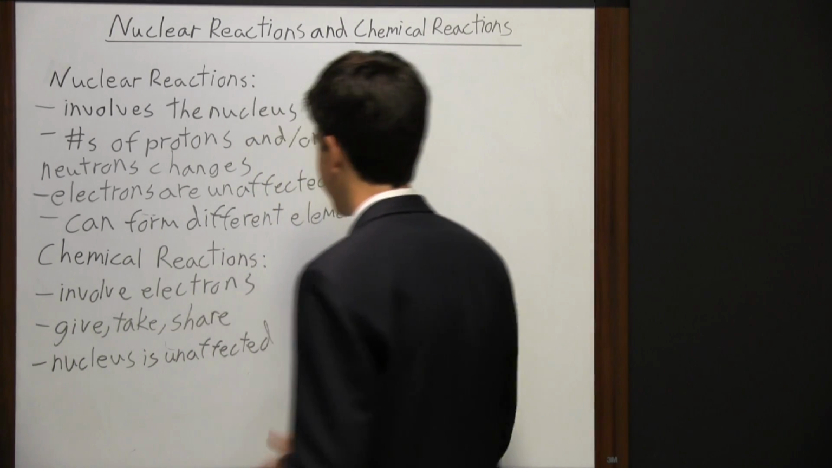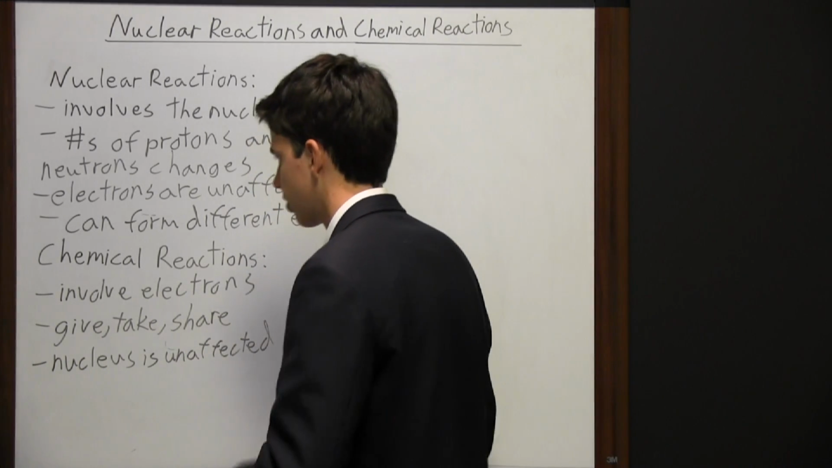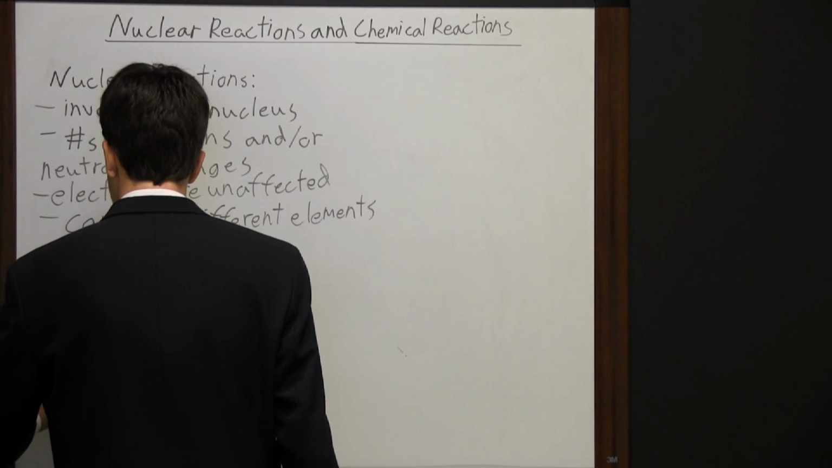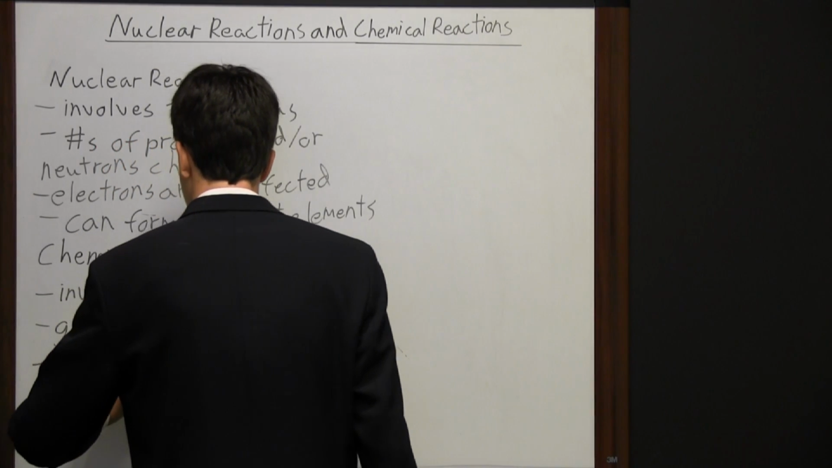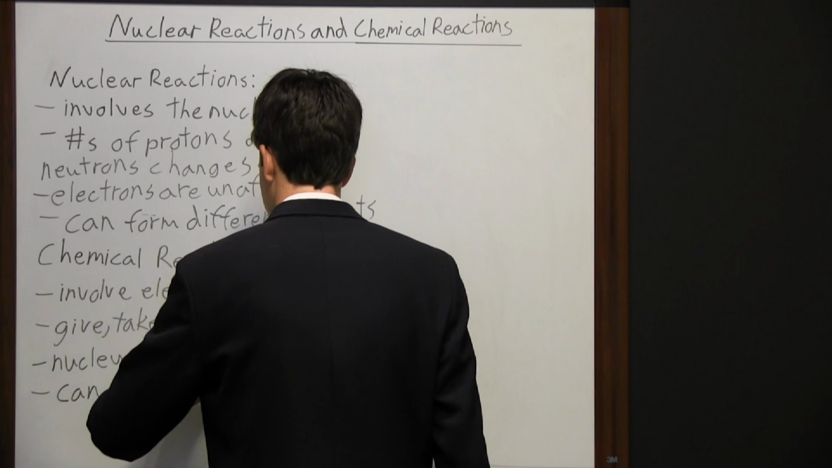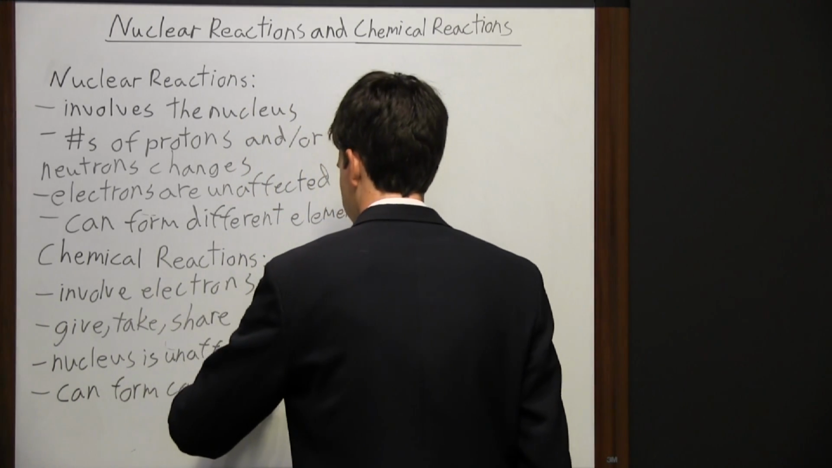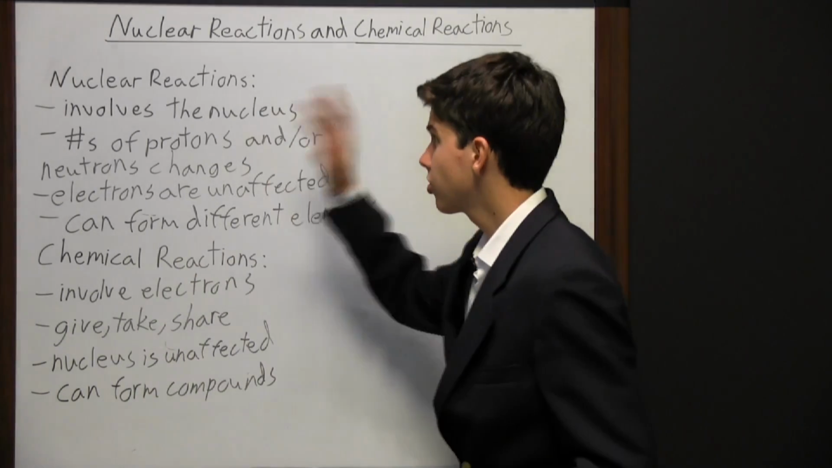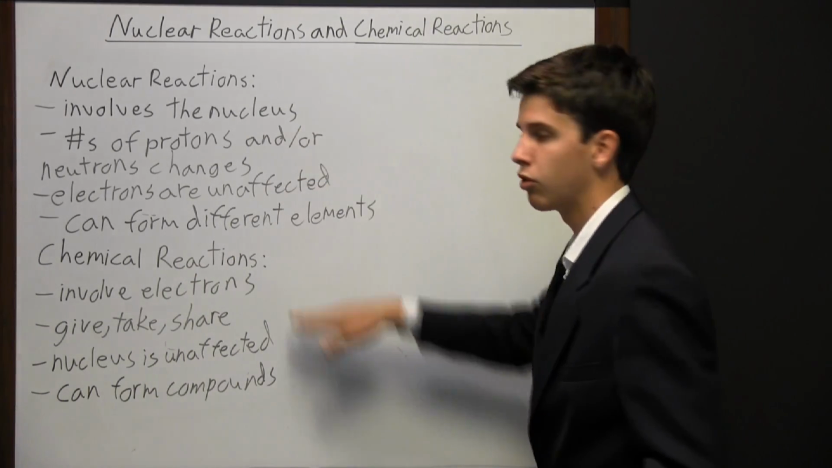And then chemical reactions cannot form new elements. But chemical reactions can form compounds. In fact, basically the product of the reaction is compounds. So those are the differences between nuclear and chemical reactions.